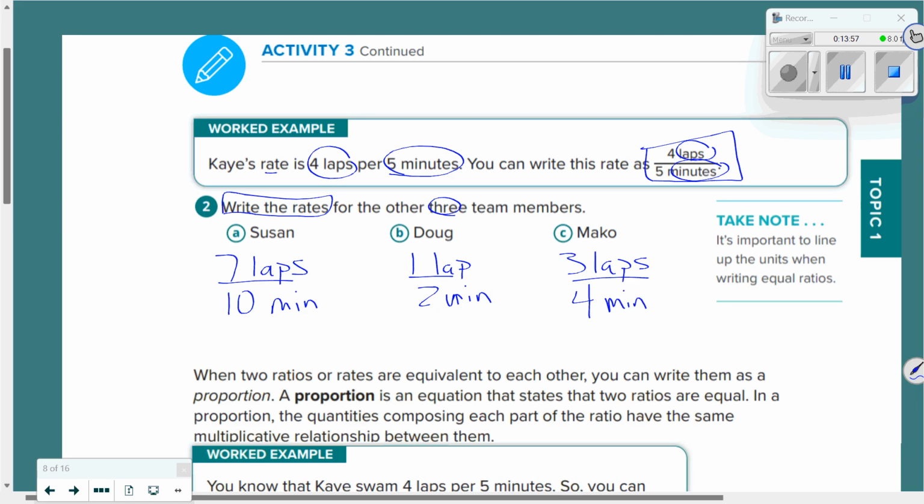Do I need to write down the words? Absolutely. That's what a rate is. If you have not written down the words, you don't have a rate. The difference between a ratio and a rate is the words. So if they're asking you for a rate, if you don't have words, you're wrong.